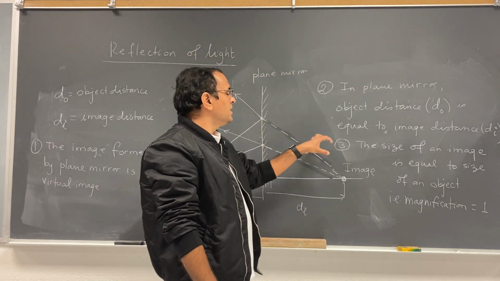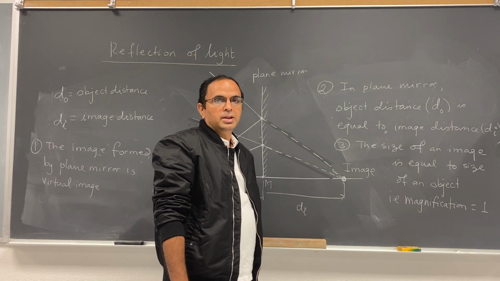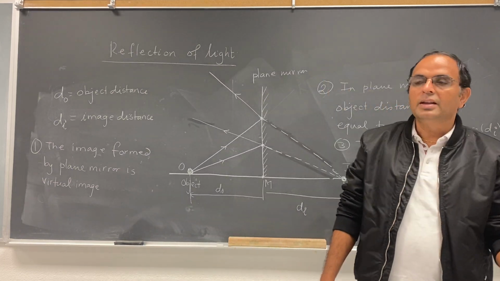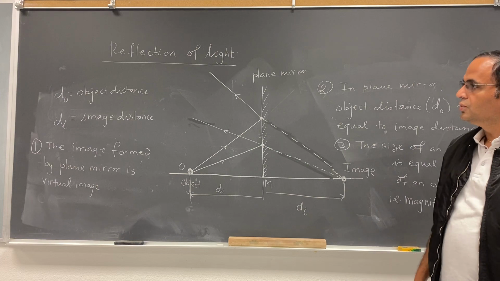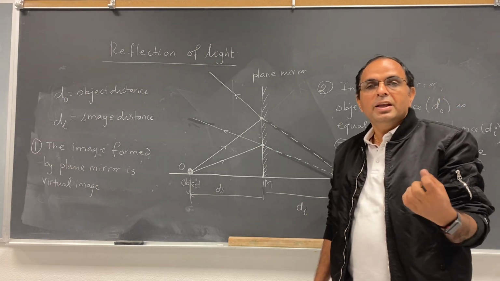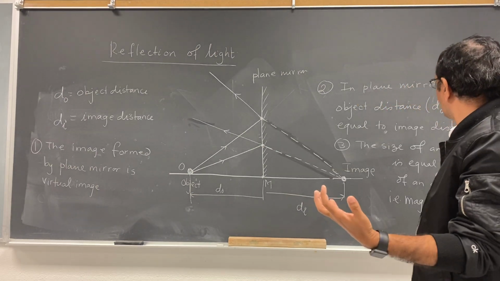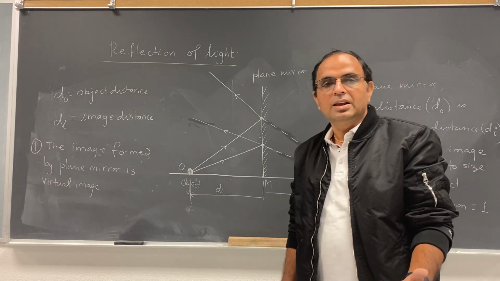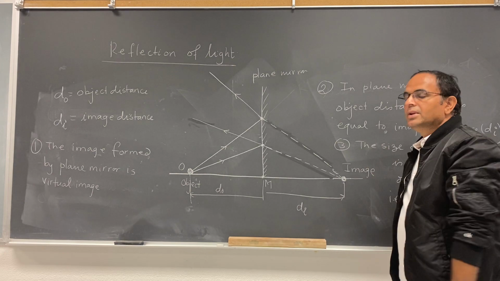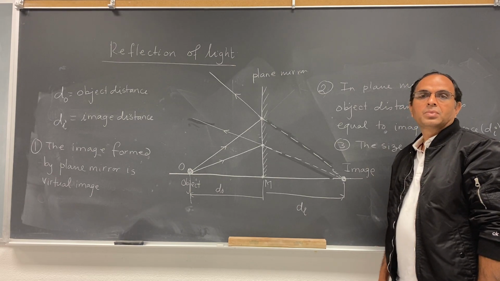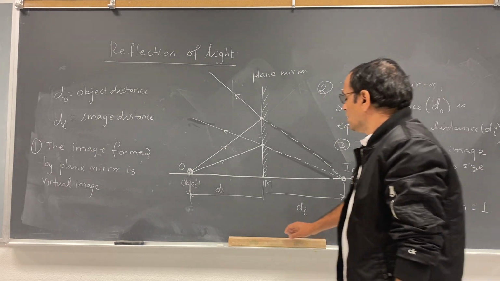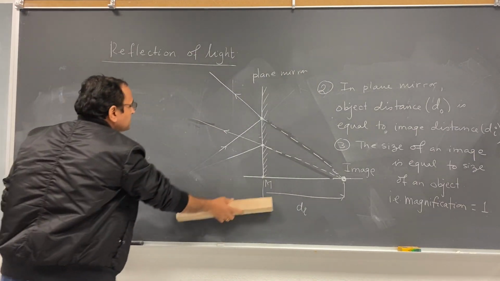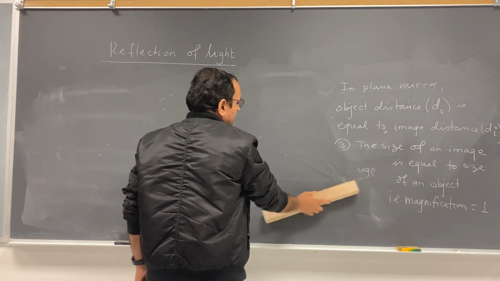Okay, so these are the basic things you need to know about the plane mirror. A plane mirror produces a virtual image. In a plane mirror, object distance is equal to image distance. The size of the object, or the height of the object, is equal to the height of the image. Therefore the magnification is 1. Okay, I want to give you one homework assignment here. You can practice this, just to practice, you don't have to submit.